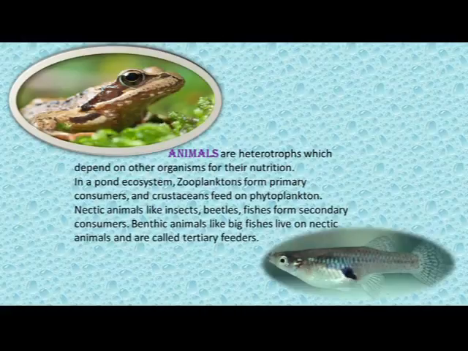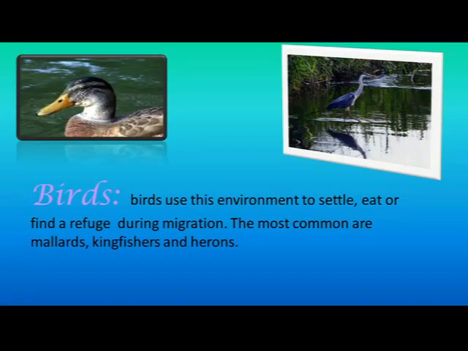Animals are heterotrophs, which depend on other organisms for their nutrients. In a pond ecosystem, zooplankton are primary consumers, and crustaceans feed on phytoplankton. Aquatic animals like insects, beetles, and fishes are secondary consumers. Big fishes that live on other animals are called tertiary feeders. Birds use this environment to settle, eat, or find refuge during migration. The most common are mallards, kingfishers, and herons.